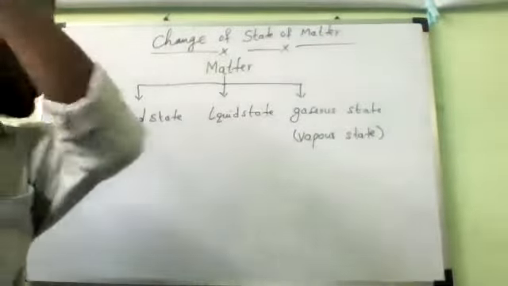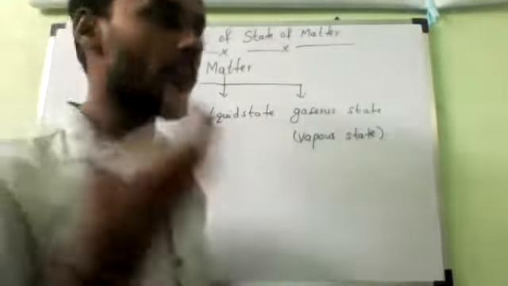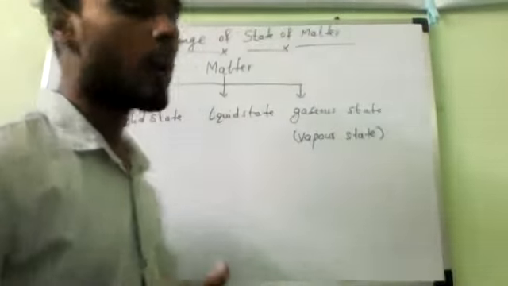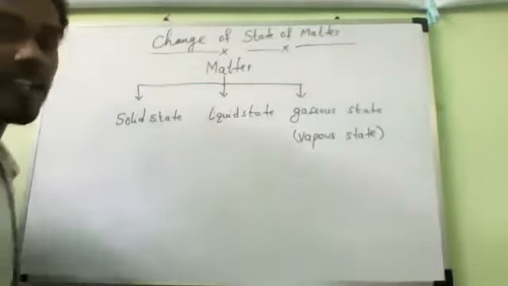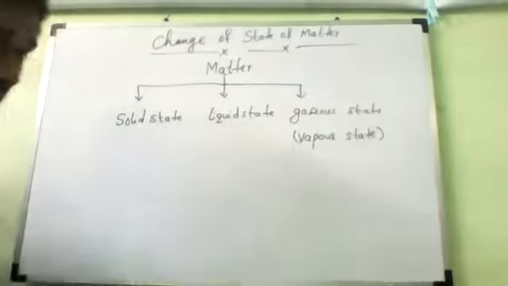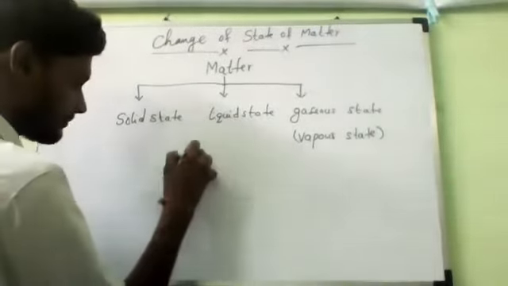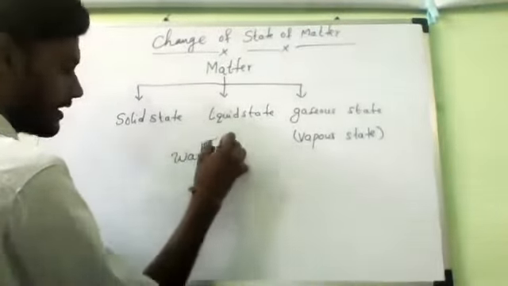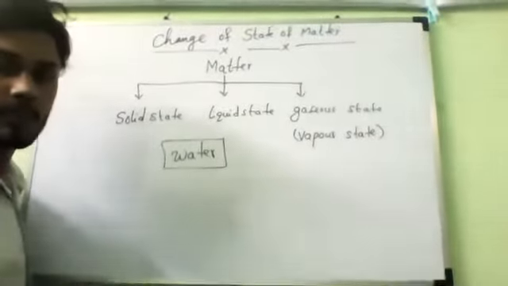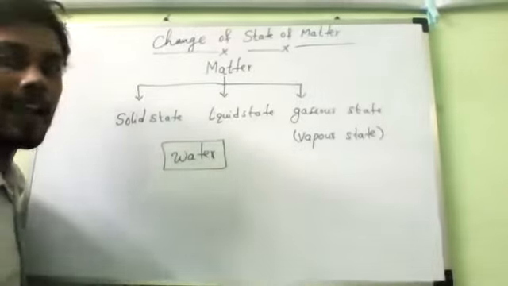Now, for example, take the most famous substance, the universal solvent we call water. Water exists in 3 forms. Can you say what the 3 forms are? Water can exist as solid, liquid. What are those forms? Ice. Very good.